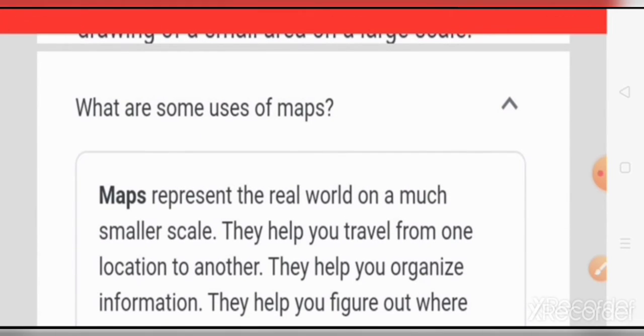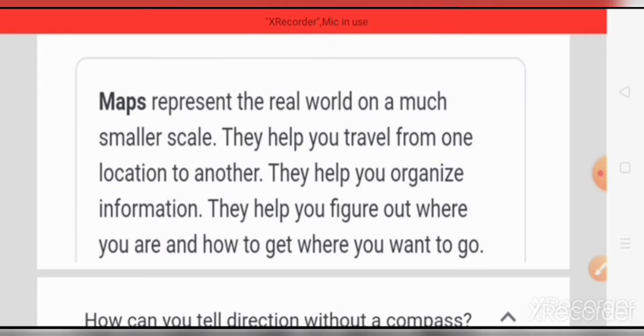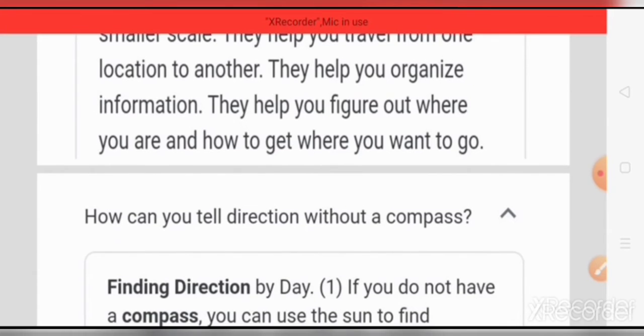What are some uses of maps? Do you know? Maps represent the real world on a much smaller scale. They help you travel from one location to another. They help you organize information. They help you figure out where you are and how to get where you want to go.